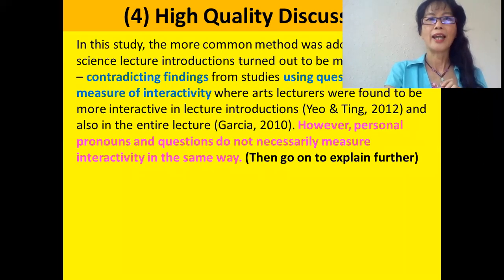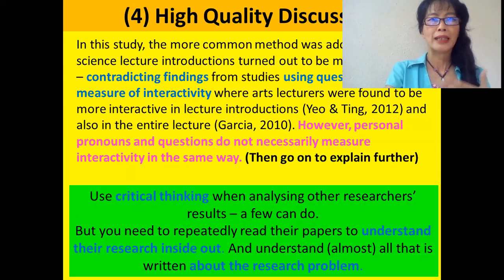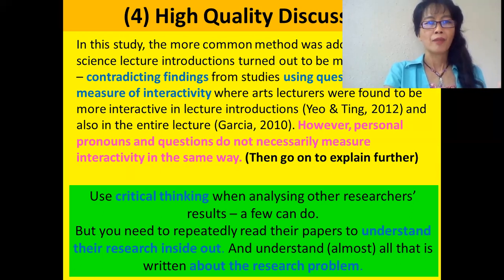And that is not the end of that discussion. This discussion goes on to offer more critical analysis of what counts as a measure of interactivity. So what I have shown you here is only the beginning of this discussion. You can go and read the paper. So here you can see there is use of critical thinking when analyzing other researchers' results. For this, only a few can do.